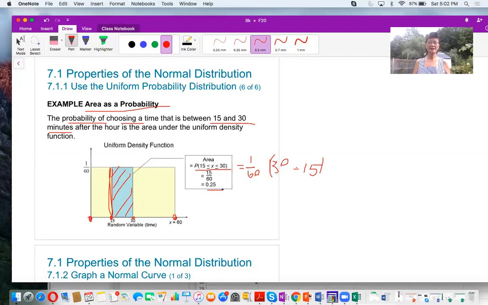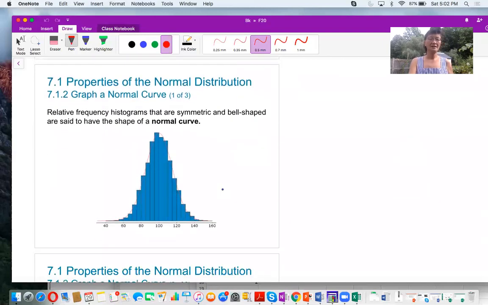So that is the uniform probability distribution. It is usually a shape of rectangle. Next, let's talk about normal curve. Remember, if you have a large data set, the relative frequency histogram is usually symmetric and bell-shaped. So if you have this symmetric bell shape, we call that the normal curve.